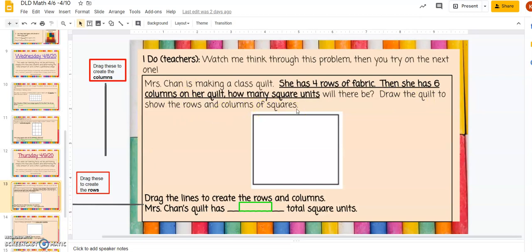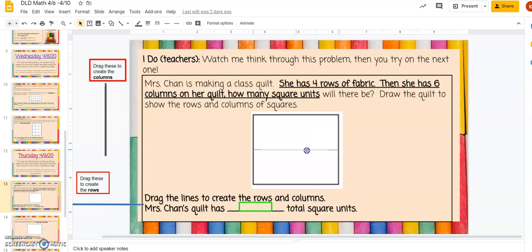So a quilt, as you guys have known, there's been a lot of quilts in our stories this week, and that's just those blankets where you put a lot of pieces together and you get one whole. So what you're going to do is, if you notice over here, there are 2 different kinds of lines. You're going to drag these to create the columns going up and down. You're going to drag these to create the rows going side to side. I want to make the rows first. So she has 4 rows of fabric. So you're going to click on the piece and you will drag it over.